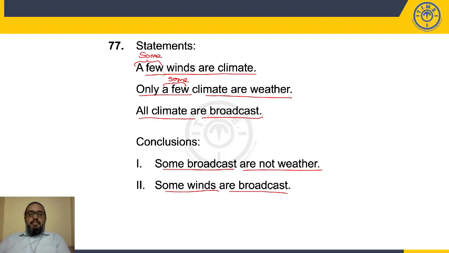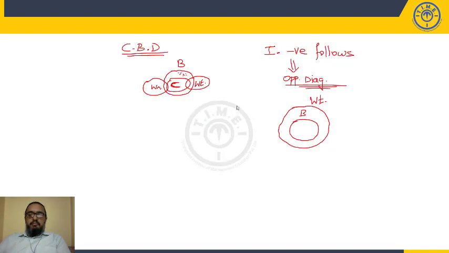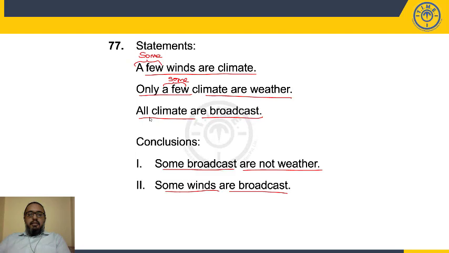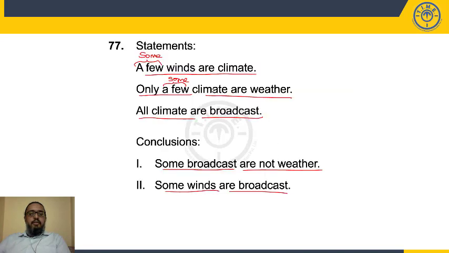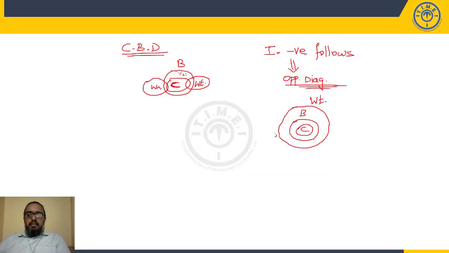The first one, some winds are climate. We'll come back to that. Then let me draw the third one. All climate are broadcast first. So all the climate are broadcast. Then some winds are climate. So these are some of the winds that are climate.